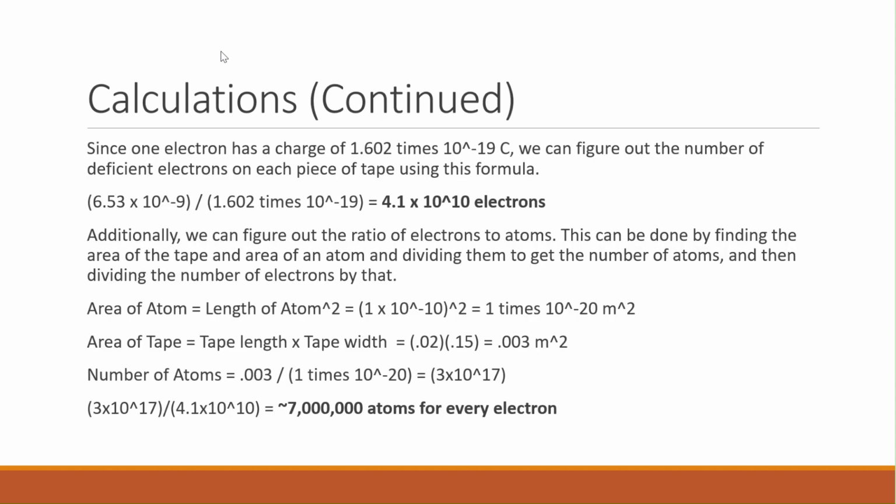And since each electron has the same charge, we can figure out the number of deficient electrons on each piece of tape, which we found to be 4.1 times 10 to the 10th power electrons. We could also figure out the ratio of atoms to electrons on each piece of tape, which we found to be about 7 million atoms for every electron.